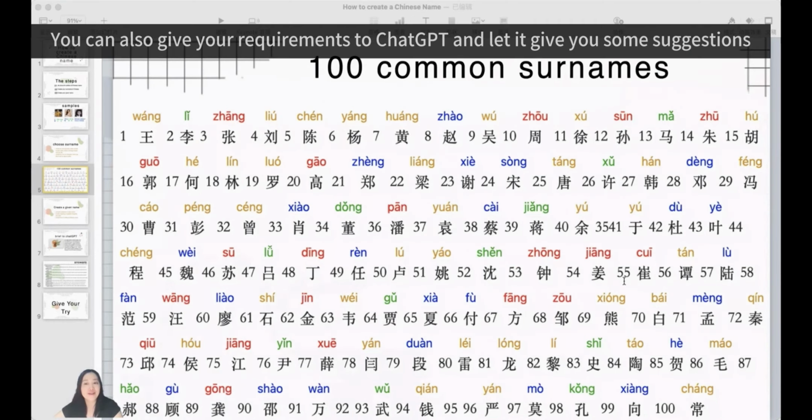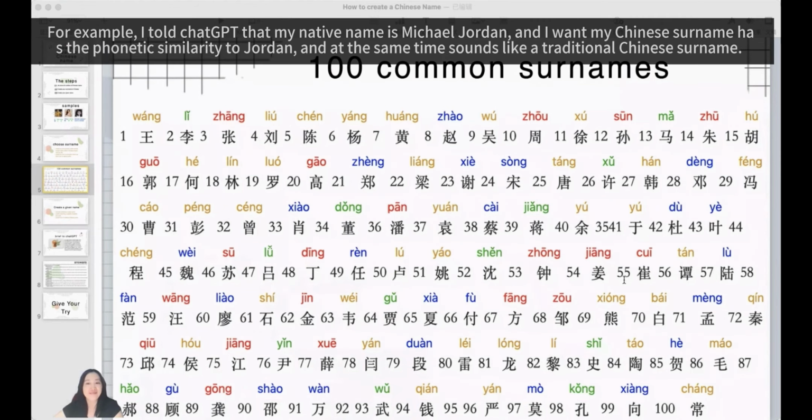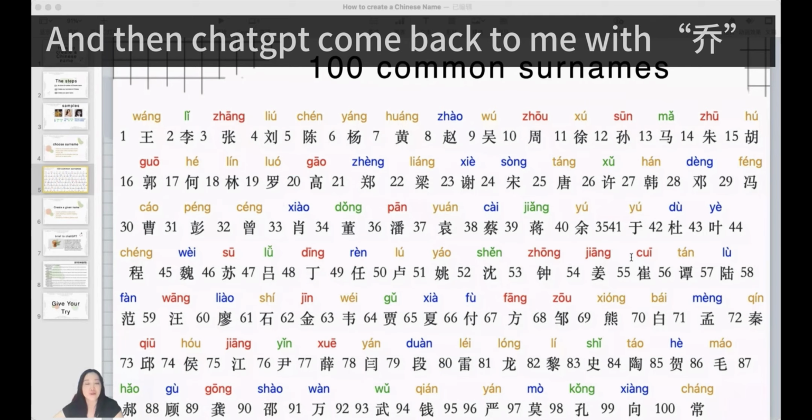You can also give your requirements to ChatGPT and let it give you some suggestions. For example, I told ChatGPT that my native name is Michael Jordan, and I want my Chinese surname to have phonetic similarity to Jordan's, and at the same time sound like a traditional Chinese surname. And then it came back to me with 乔.